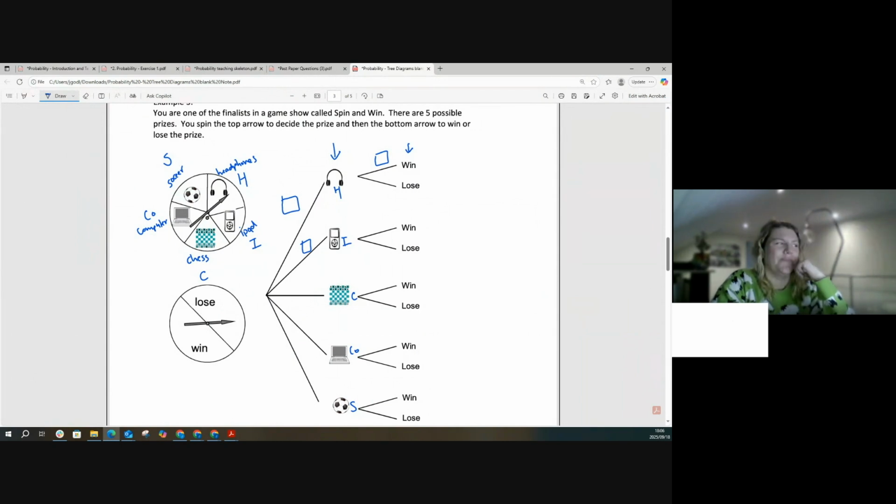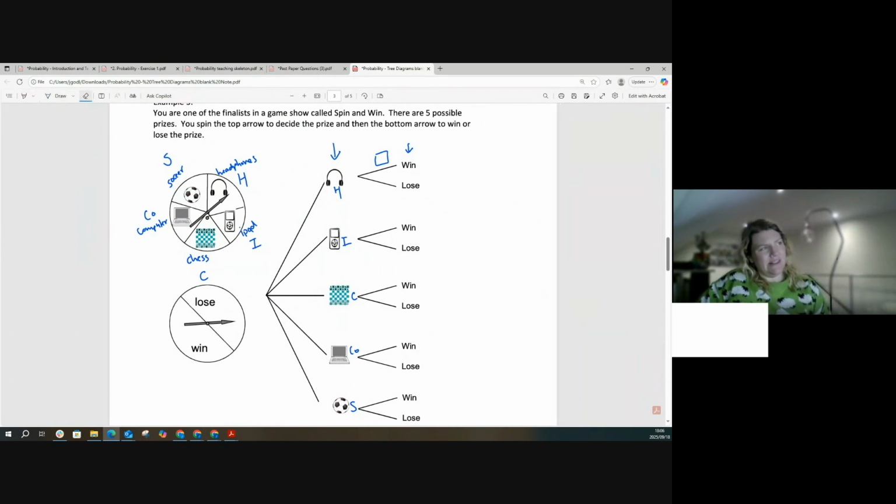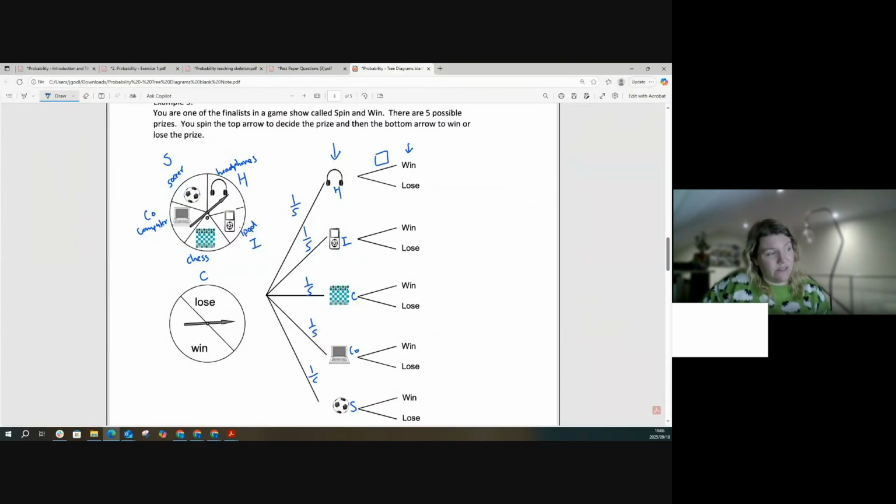Okay, so the reason this one is slightly different to the heads and tails is that I don't only have 2 options. I now have 5 different options for my first time round. So each of these I have a 1 in 5 probability of spinning that on the wheel.